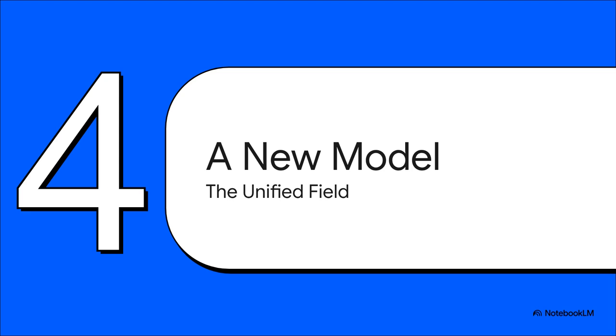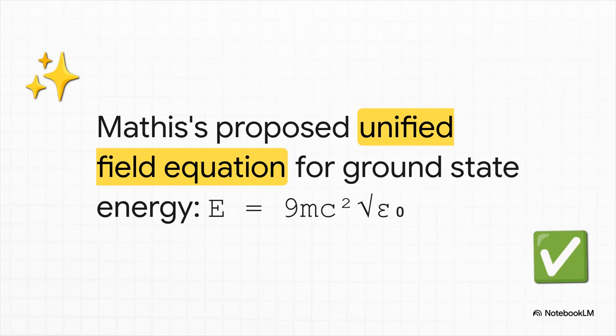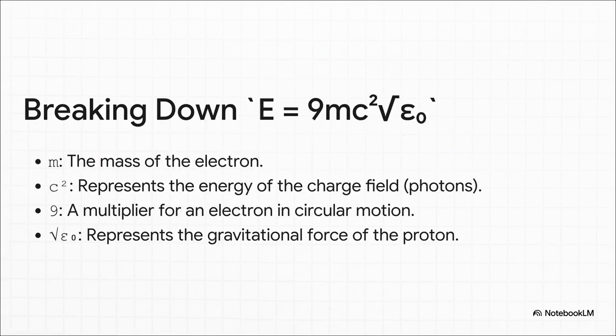Instead of all this abstract quantum math, Mathis proposes a new, purely mechanical model, and it's based on a unified field that actually includes both charge and gravity. And here it is. This is his replacement for the old Bohr equations. It's a unified field equation for the ground state energy of an electron in a hydrogen atom. Now, it looks totally different, but he claims it gives you the exact same correct energy value of 13.6 electron volts. So let's break this thing down.